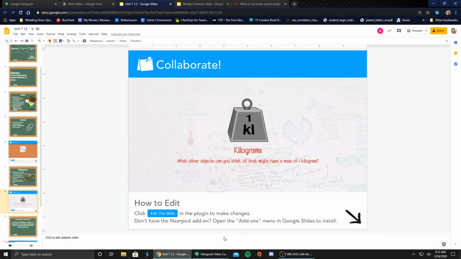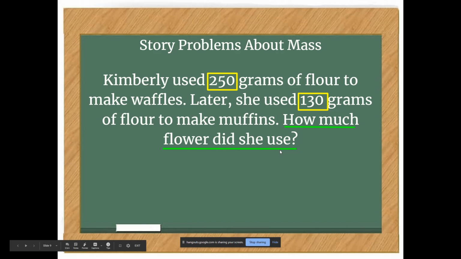What you guys are going to be talking about doing during your story problems is, again, addition and subtraction. So we're going to be talking about taking our units of measurement and figuring out if we're subtracting or if we're adding to it.